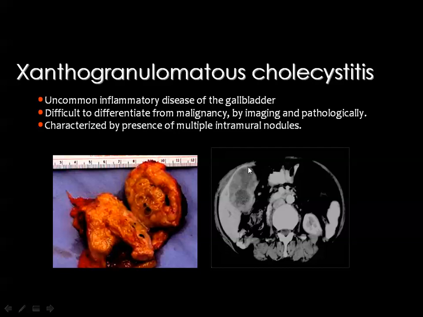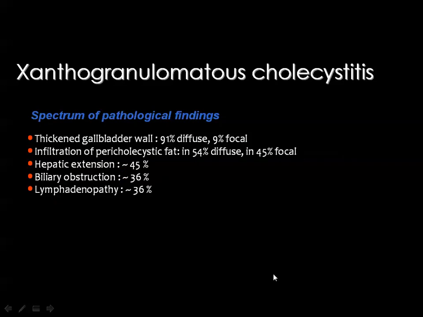Then whenever you see that the gallbladder wall is thickened and you see masses or nodules in the wall, you have to diagnose that this is malignancy. But sometimes this gallbladder will be removed, and the histopathology will come with this diagnosis, xanthogranulomatous cholecystitis.